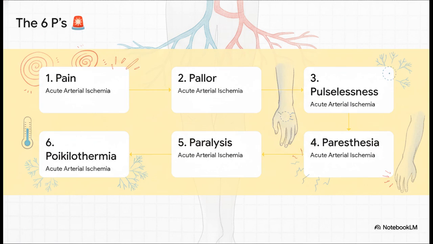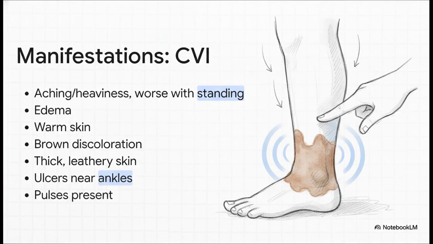Now, stop. This is absolute exam gold. The 6 Ps. We're not talking about chronic PAD anymore. This is an acute blockage. This is a limb-threatening medical emergency. If you see a patient with these signs, especially the later ones, like numbness, tingling, or paralysis, you have to act immediately. Okay, now let's flip to CVI, the venous problem.